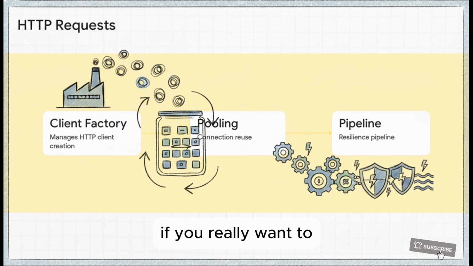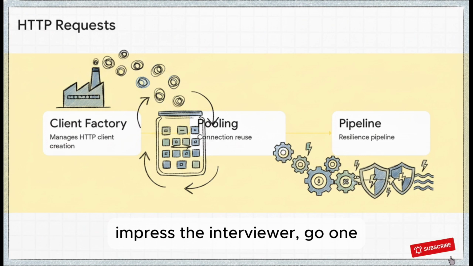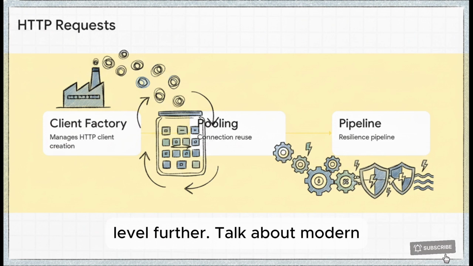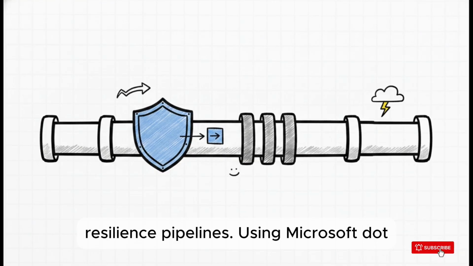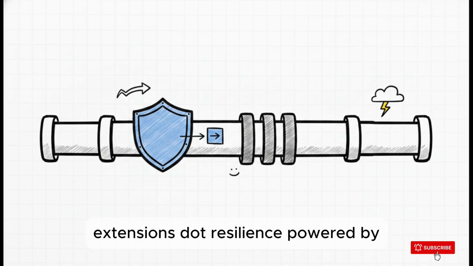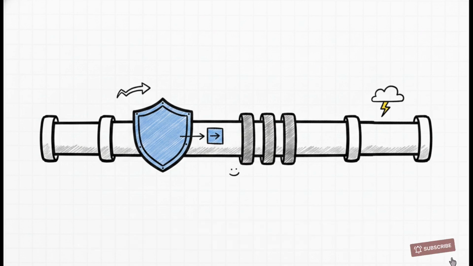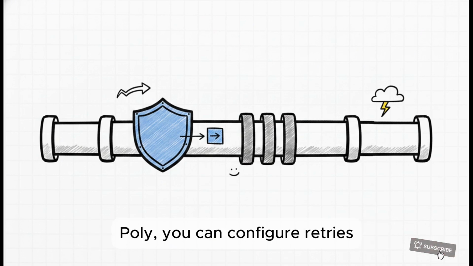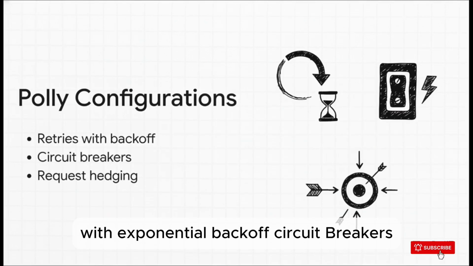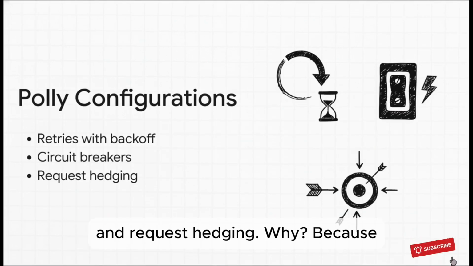And if you really want to impress the interviewer, go one level further. Talk about modern resilience pipelines using Microsoft.Extensions.Resilience, powered by Polly. You can configure retries with exponential backoff, circuit breakers, and request hedging.